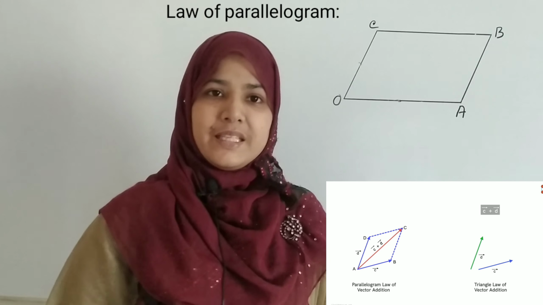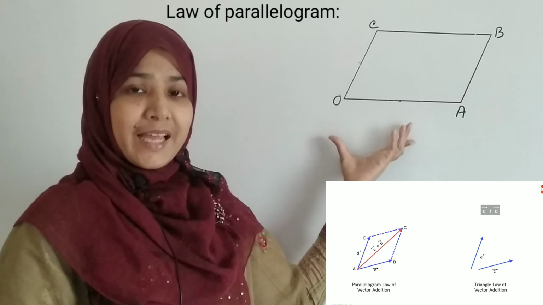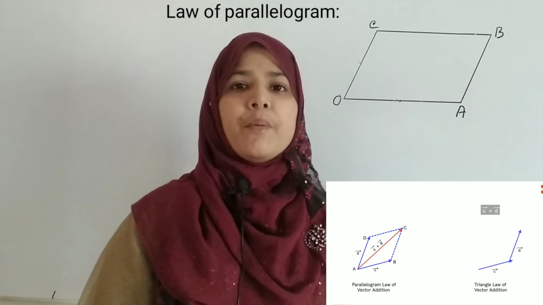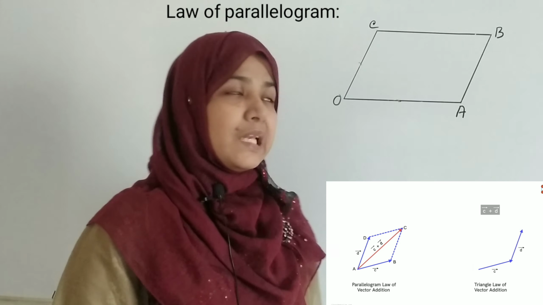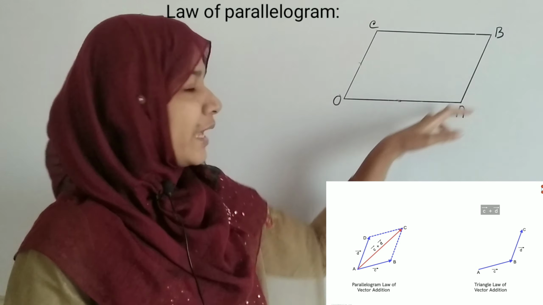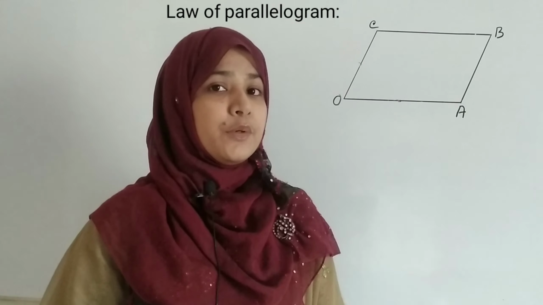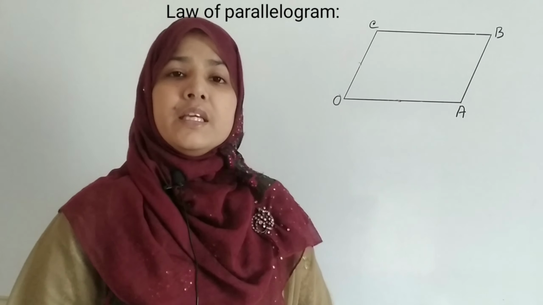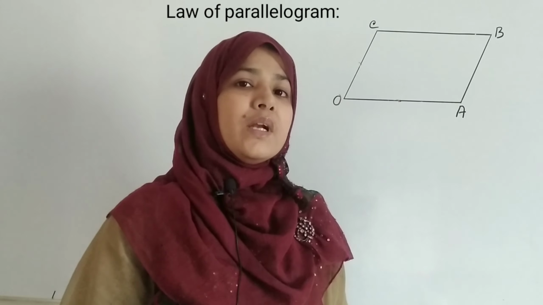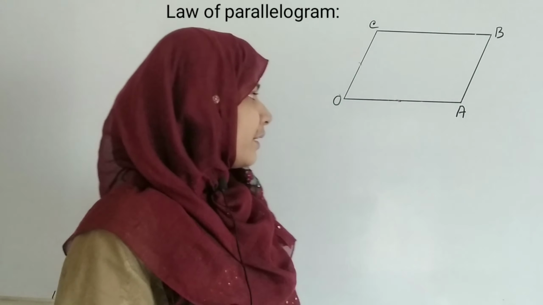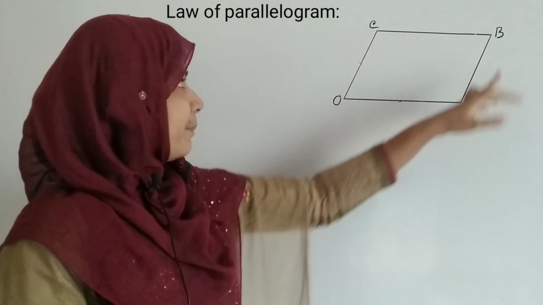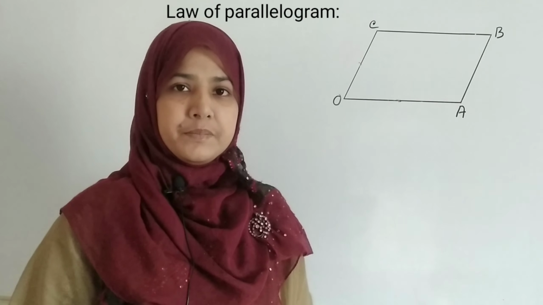Here you can see there is a parallelogram. Actually, a parallelogram is such a type of square where no angle is a right angle. Here you can see no angle is a right angle, and the opposite sides will be parallel and equal to each other. So I can say that OABC is a parallelogram.